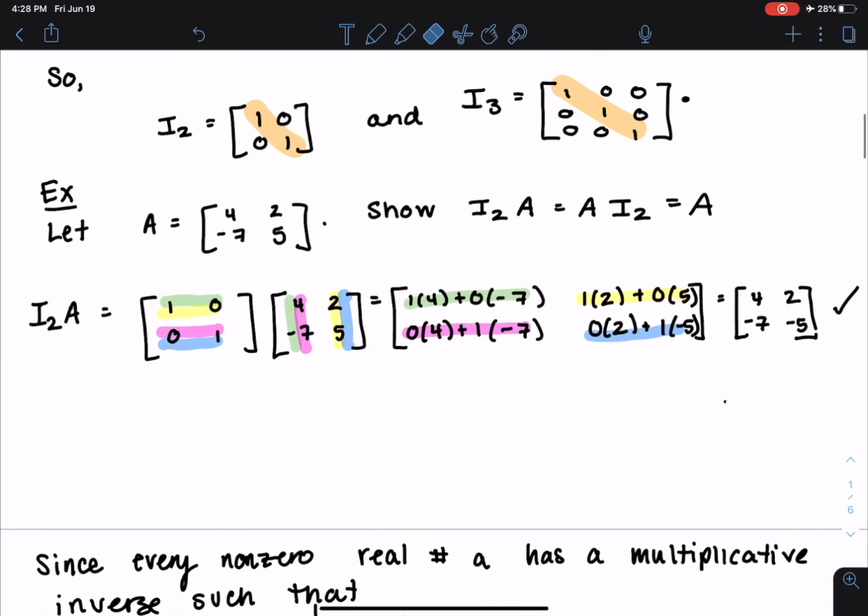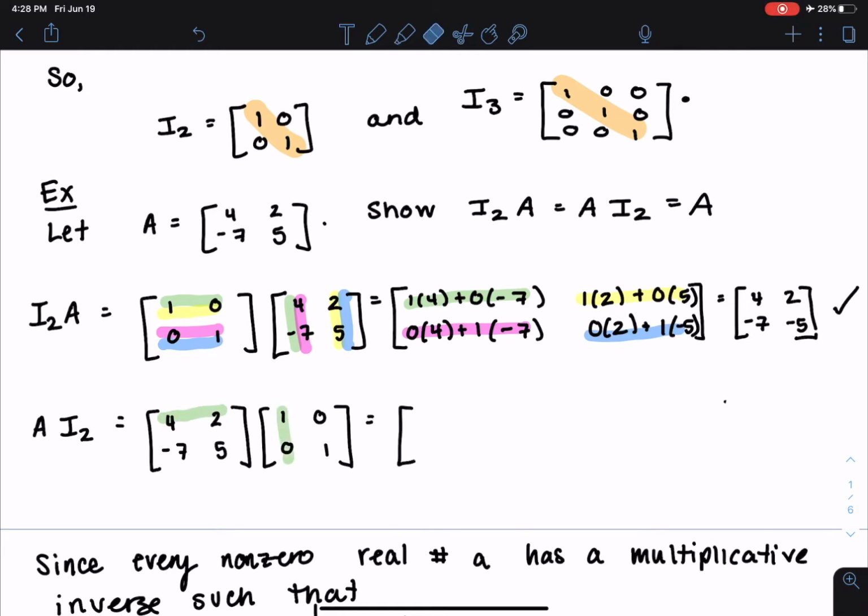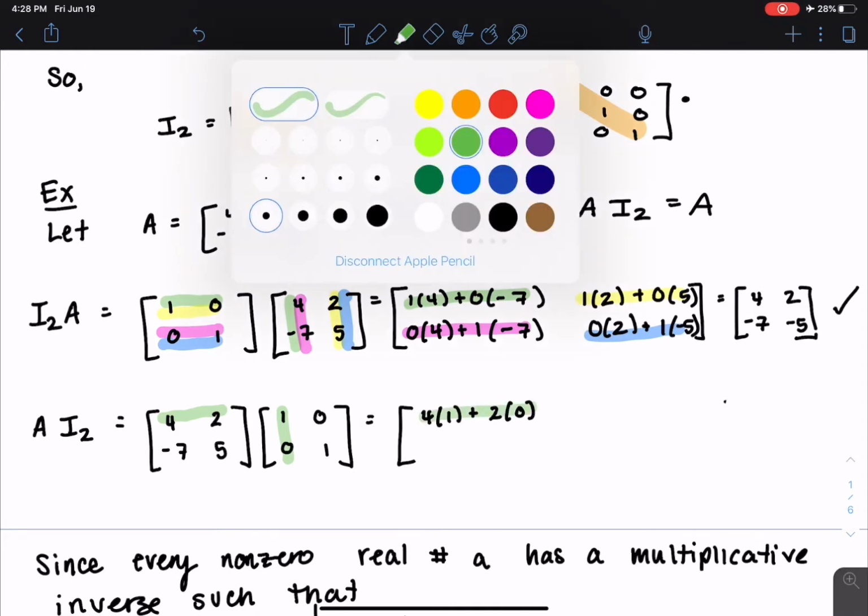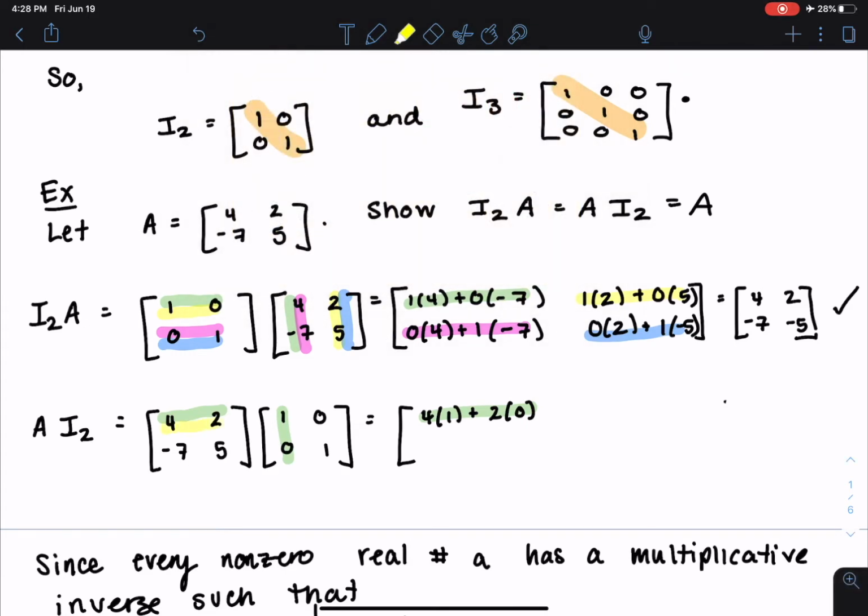If we multiply by the identity on the right side, still going to result in a 2 by 2, but I'm going to take A and multiply it by I. Same process. I'm going to take the first row, first column, and that's going to give me the element in the first row, first column. So you get 4 times 1, 2 times 0. If I take the first row, second column, it will give me the answer here. So we get 4 times 0 plus 2 times 1.